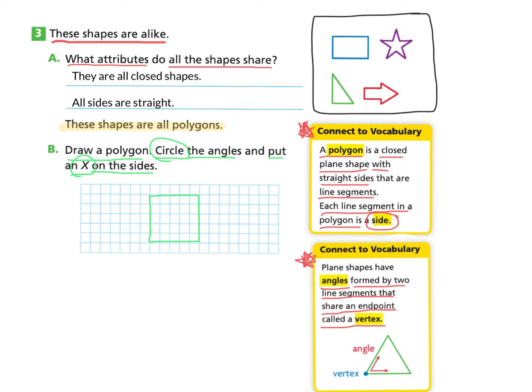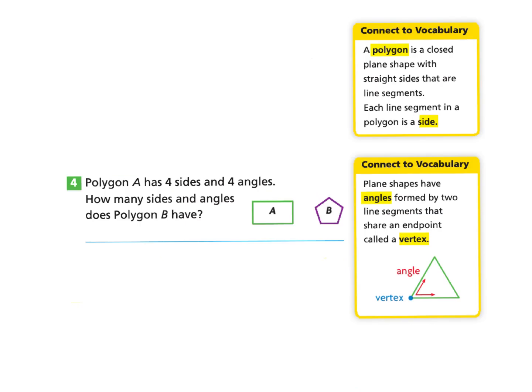Come back. And now we need to circle the angles. So again, what is an angle? An angle is formed by the two line segments that share an endpoint. So we're going to go ahead and circle all of our angles. So there would be an angle here, an angle here, an angle here, and an angle here. Great. Now we're going to put an X on all of the sides. So we'll go ahead and do an X here, an X here, an X here, and an X here because there are 4 sides. Let's take a look at part 4.